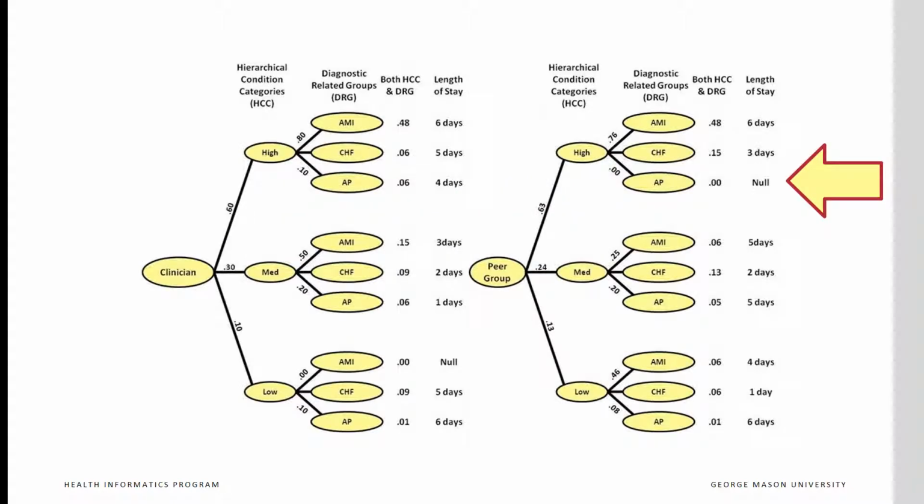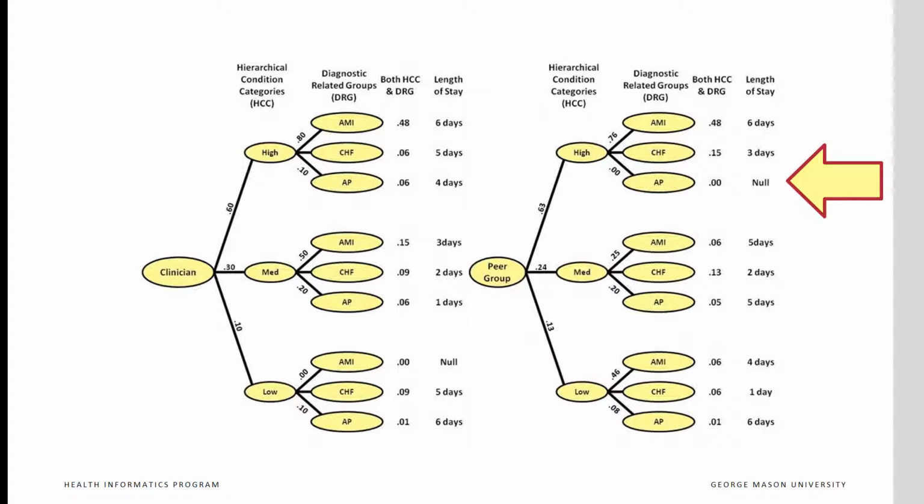Let's take a look at a little bit more complicated situation. Here we are looking at the hierarchical conditional categories, a measure that CMS uses for severity of the patients. And then we are also looking at 3 DRGs, acute myocardial infarction, congestive heart failure, and angioplasty. We have outcomes for these DRGs and HCC scores, and we have the probabilities of these events. But notice that the peer group sees no patients with high HCC and AP-DRG. The clinician sees these types of patients, but the peer group does not.